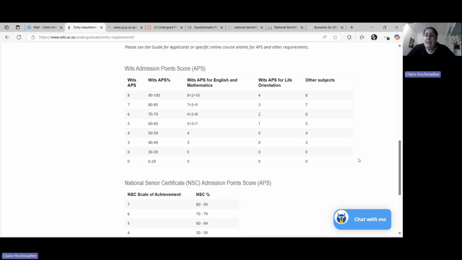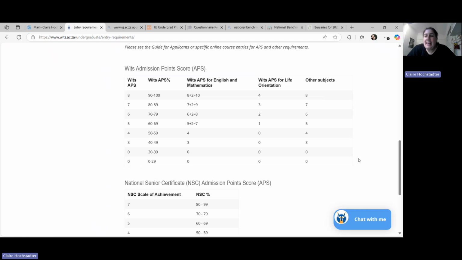0 to 29 is 0 points. 30 to 39 is 0 points. 40 to 49 is 3 points. 50 to 59 is 4. 60 to 69 is 5. 70 to 79 is 6. 80 to 89 is 7. And 90 to 100 is 8.